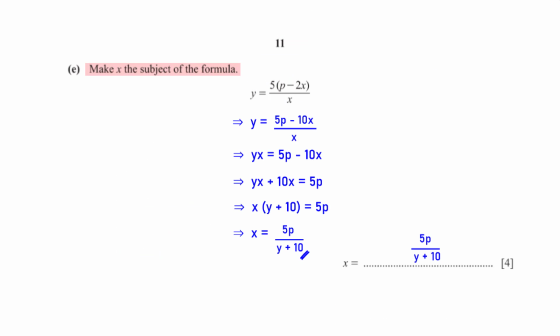Make x the subject of the formula y equals 5 times (p minus 2x) over x. When we expand the brackets, 5 times p is 5p. 5 times negative 2x is negative 10x. When we multiply both sides by x, we have yx equals 5p minus 10x. When we move all the x terms to one side of the equation, this is what we have. When we factor out x, we are left with y plus 10. And when we divide both sides by y plus 10, we have x equals 5p over y plus 10.